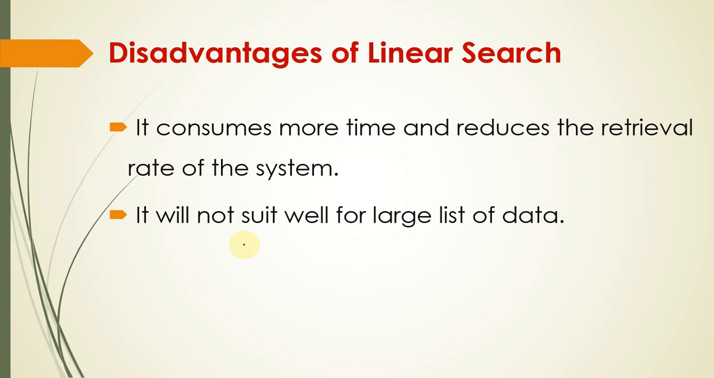Disadvantages of linear search or sequential search: it consumes more time and reduces the retrieval rate of the system. As I have told, if there are 1000 elements and your search item is at 1000th position, then 999 comparisons are wasted in order to find it. If the search item is at the end of the list, it consumes more time and reduces the retrieval rate of the system.